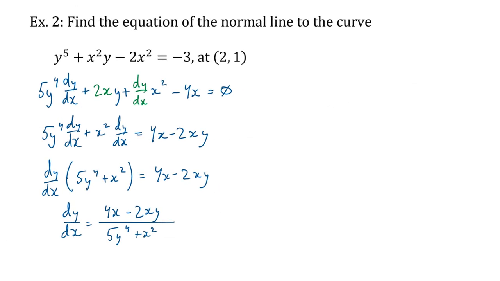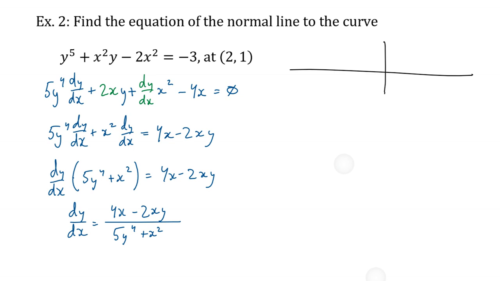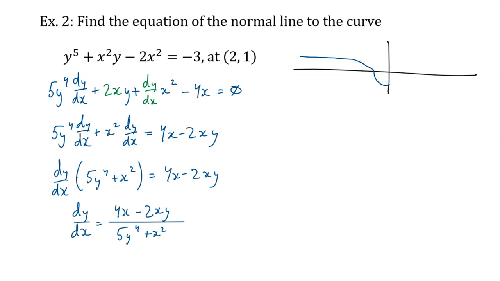Okay. So if this curve, interestingly, looks something like this. What happened? I just erased it. Whoops. Okay, it looks something like that. And we're finding the normal to the curve at 2, 1. This would be the tangent. The normal is a line that is perpendicular to the tangent, but through that same point. So we're going to find the slope of the tangent.